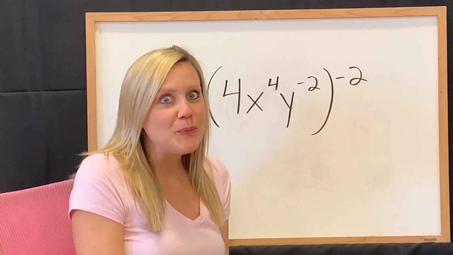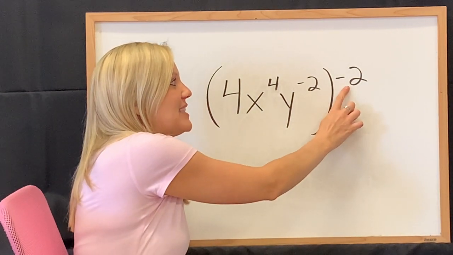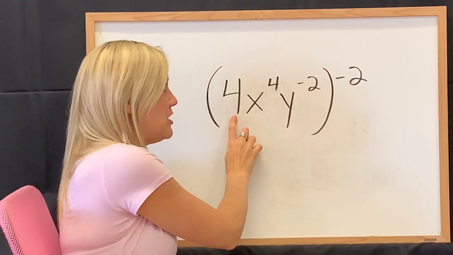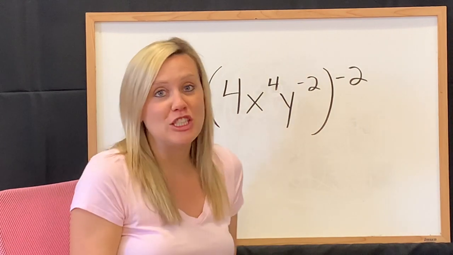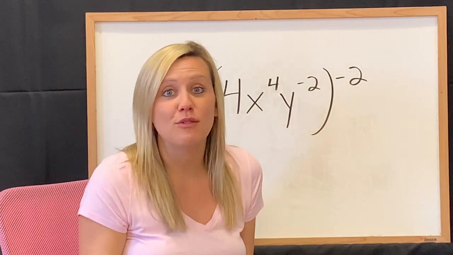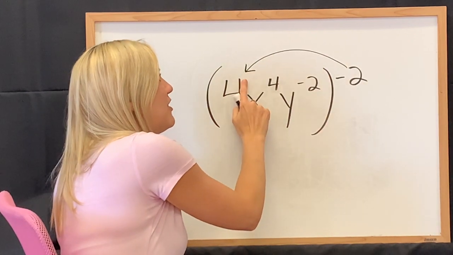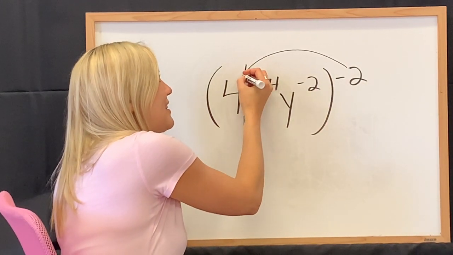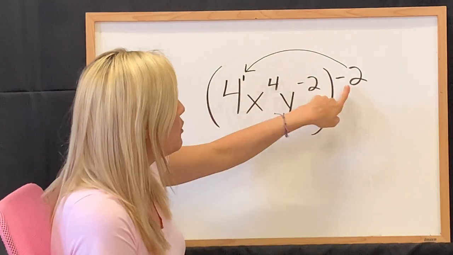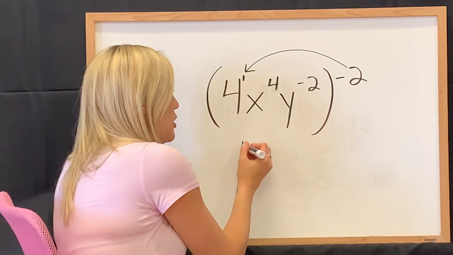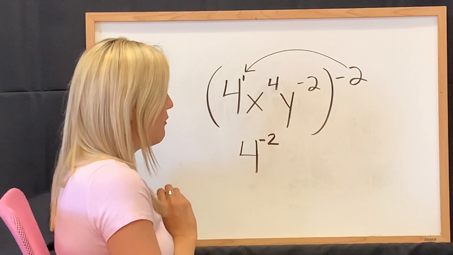Here is a longer problem. It kind of looks scary when you first see it, but basically we're just going to take this -2 and distribute it to the 4, to the x to the 4th power, and to the y to the -2nd power. So let me walk you through it. We are going to take this, and if there is not a power up here, there's just a 1 secretly up there. So we're going to take our 1 and multiply it by -2. So 1 times -2 is -2. So I'm going to rewrite it like that for now.